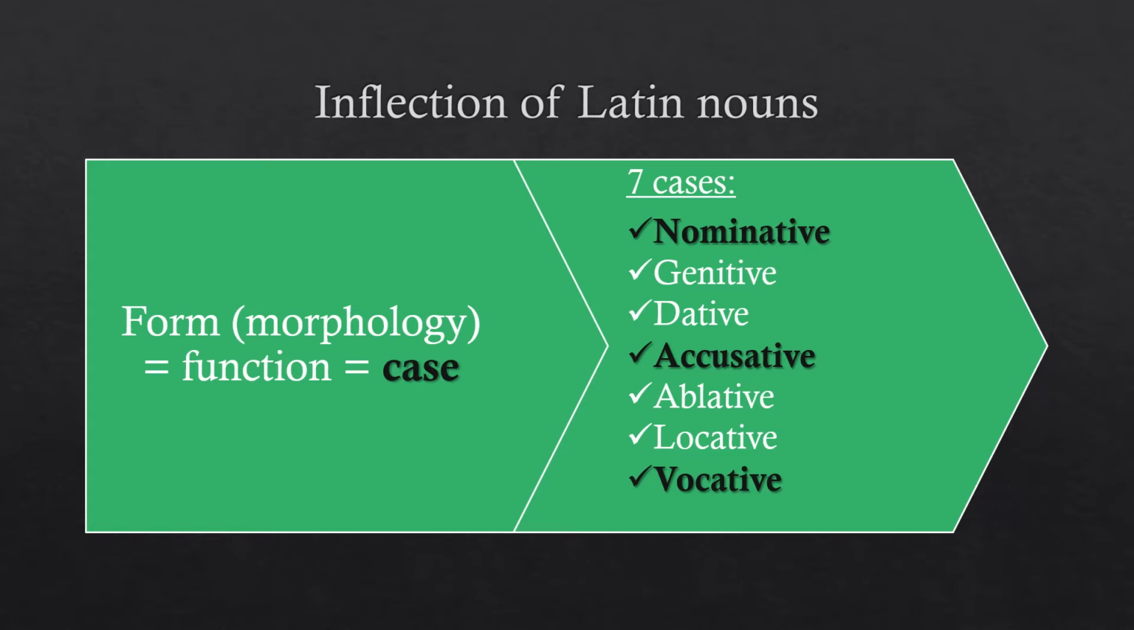Nouns in Latin, like verbs, have different forms based on the function they serve in the sentence. These are called cases. In Latin, there are 7 cases. Today we will learn 3 of those 7: nominative, accusative, and vocative.